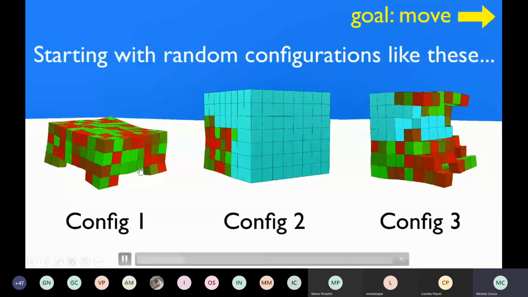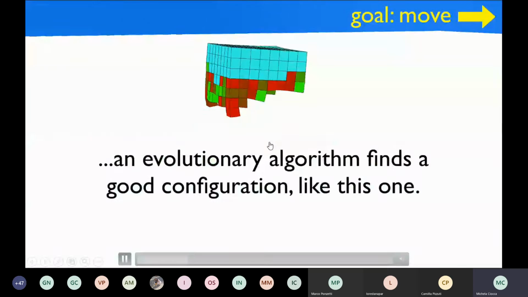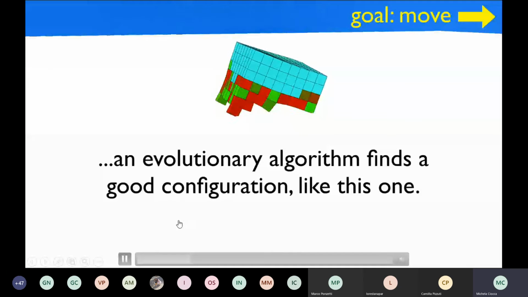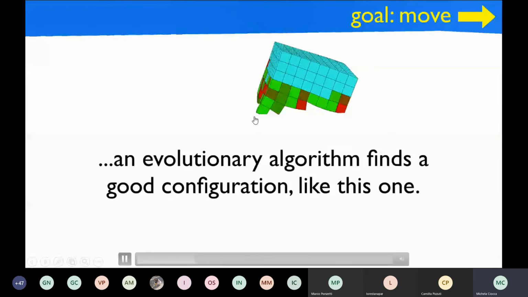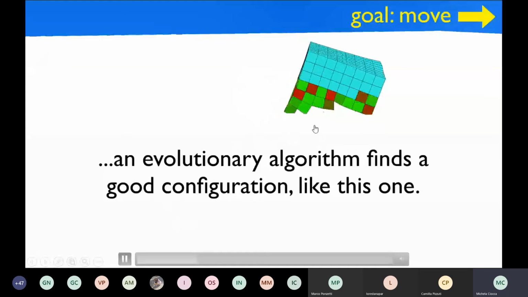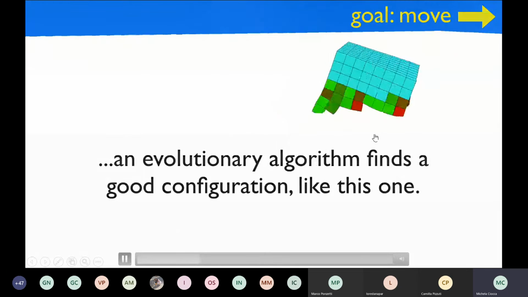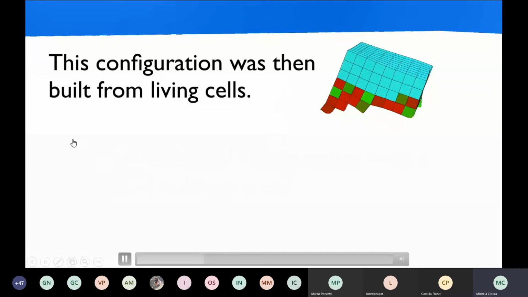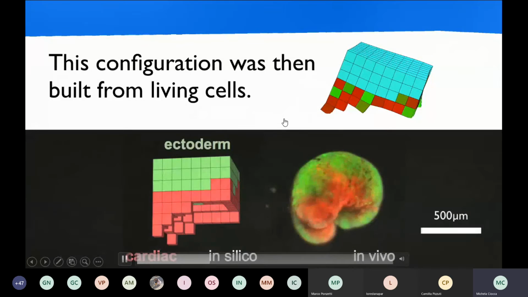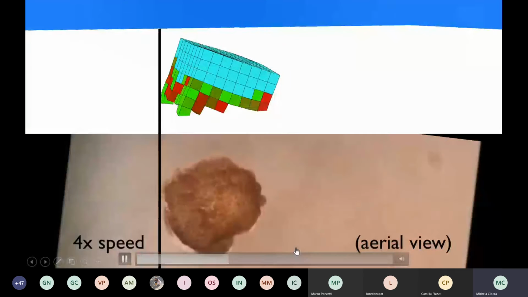So they try with many different configurations. And with this evolutionary algorithm, they can find a good configuration like this one. As you can see here, it can move slowly, but it can move. Okay, and this configuration was then built from living cells, in particular from frog cells. And as you can see with the tracker, we can compare the in silico with the in vivo organism. So here this contractile part and here the inert part of the organism.